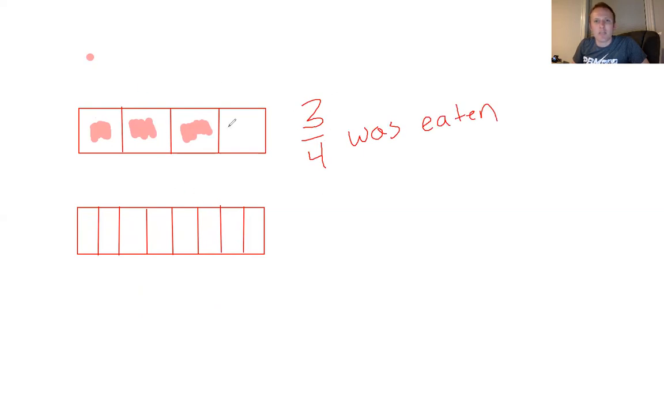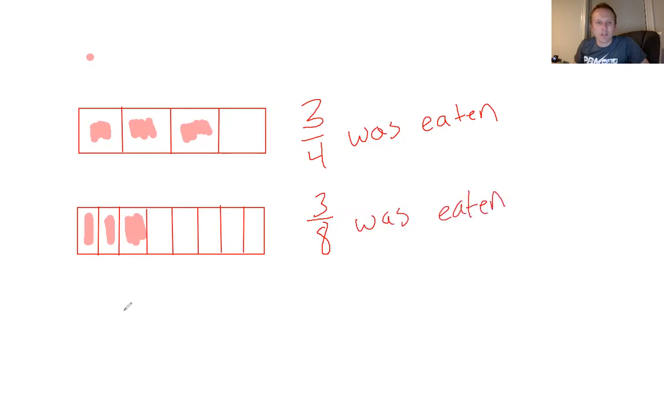Now, since I ate 3 pieces of this bar, my numerator represents how many pieces I ate. The denominator tells me how many pieces there are altogether in the bar. I ate 3 out of the 4. So on the bottom one, I know that my denominator is 8 because there are 8 total pieces here. And now I'm going to eat 3 of those because we're going to compare fractions with the same numerator. 1, 2, 3. So 3/8 was eaten.